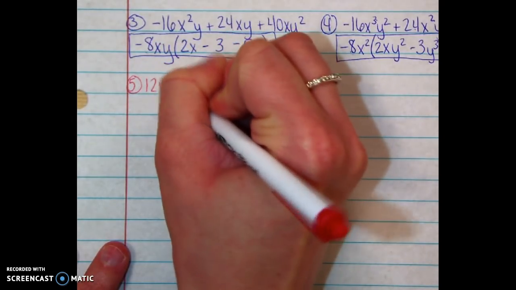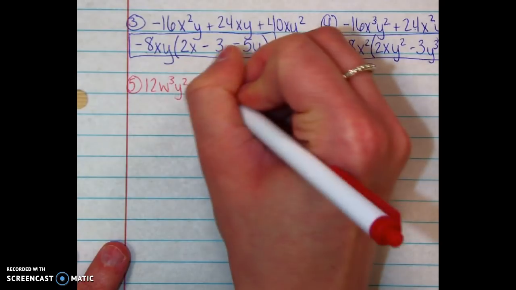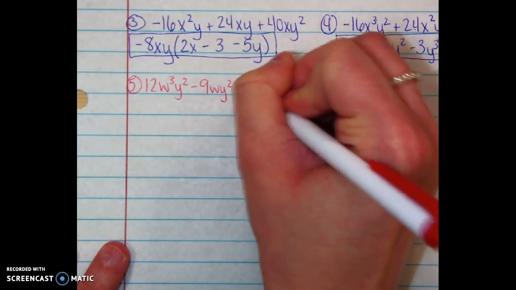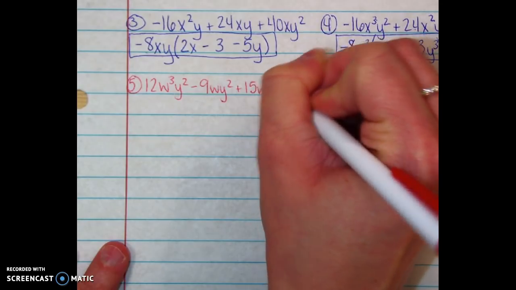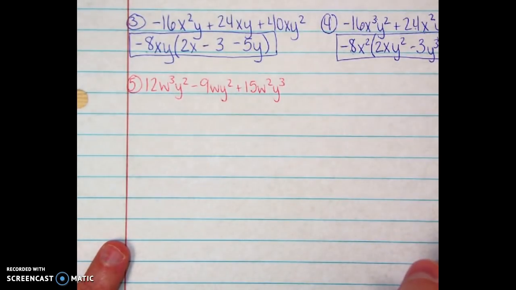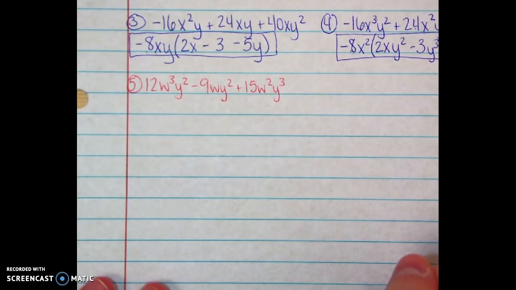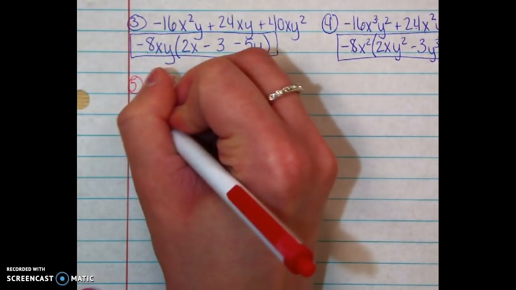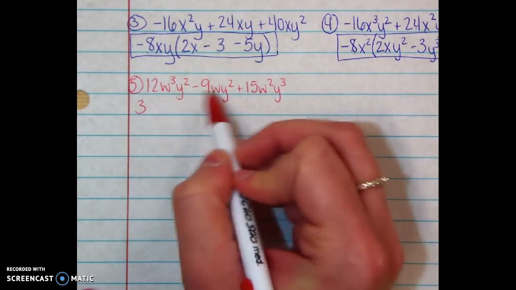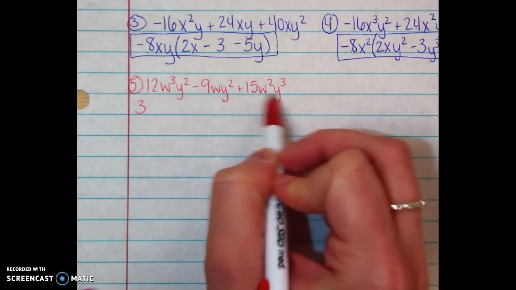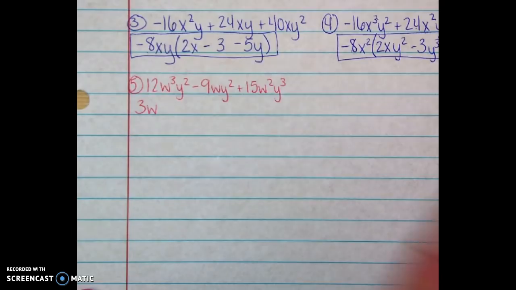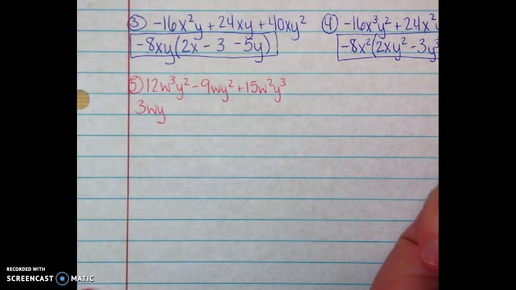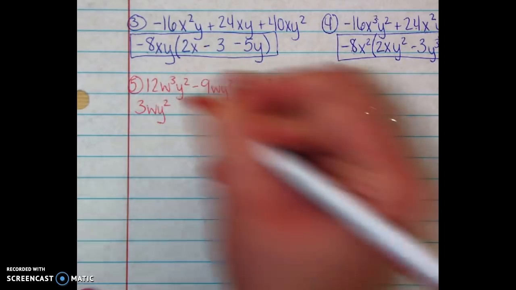12w cubed y squared minus 9w squared plus 15w squared y cubed. Okay, so on this one, the highest number that goes into all three of those numbers is 3. And they all have w's, they all have y's. So w, the lowest one, is just w. And for the y's, it would be y squared.